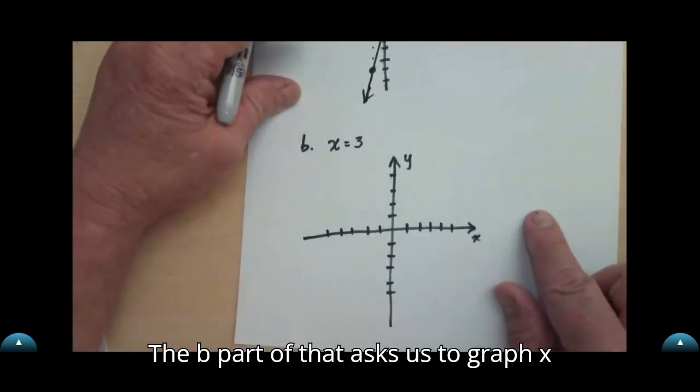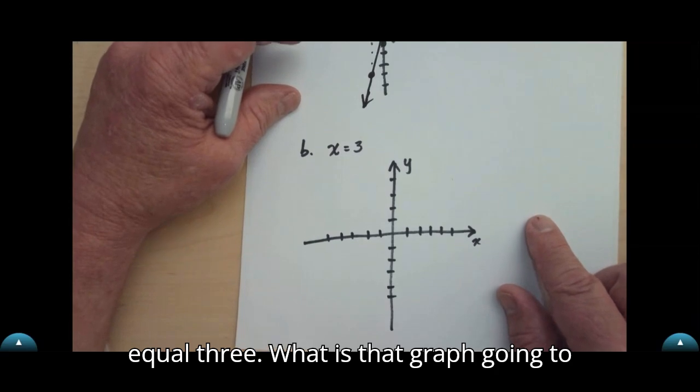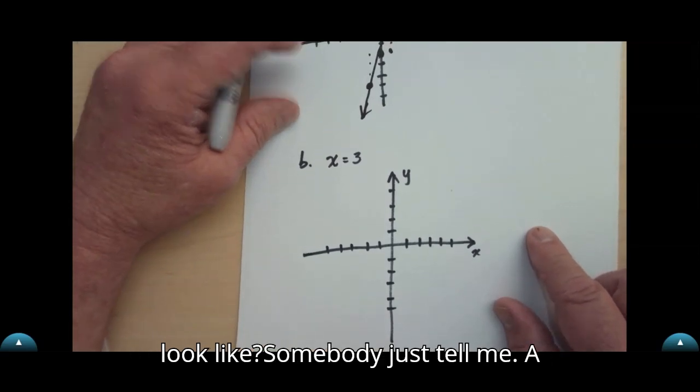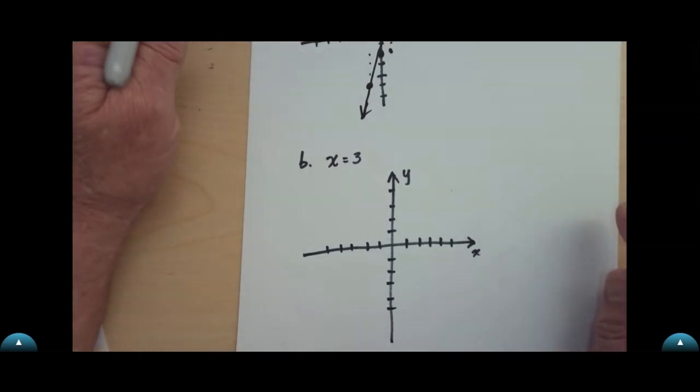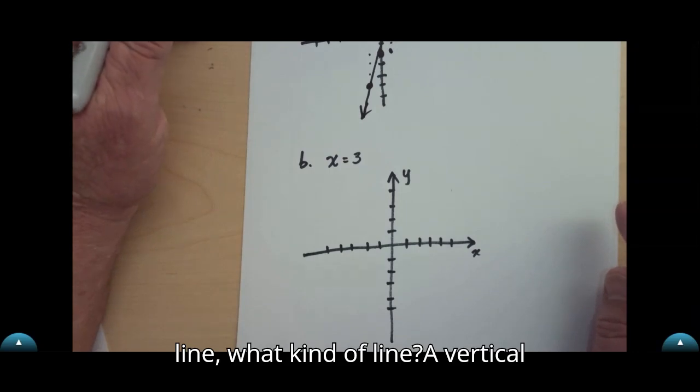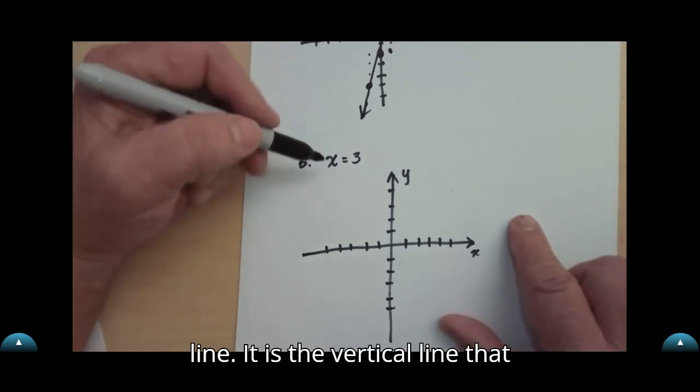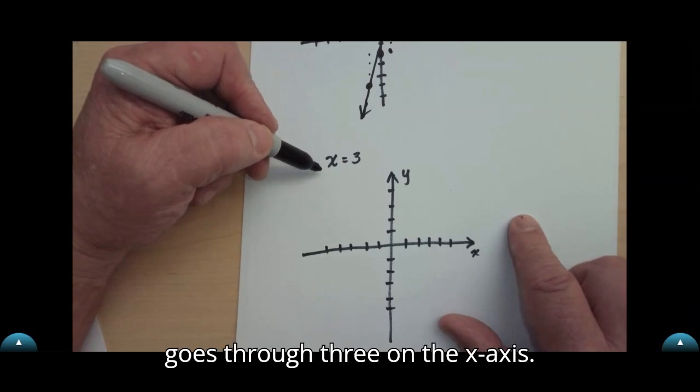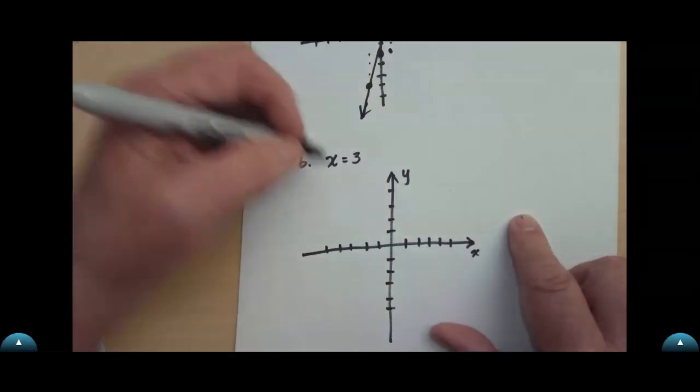The B part of that asks us to graph x = 3. What is that graph going to look like? Somebody just tell me. A line? What kind of line? A vertical line? It is the vertical line that goes through 3 on the x-axis.